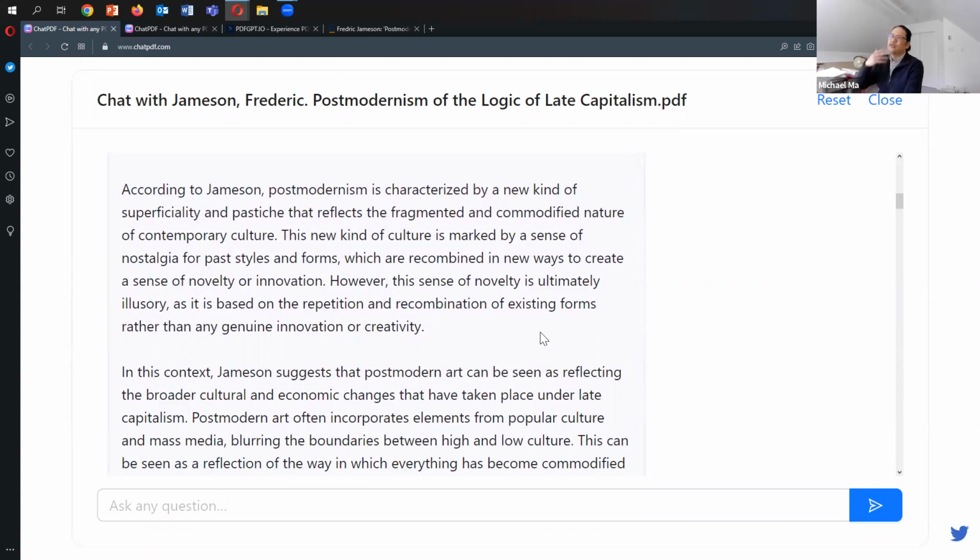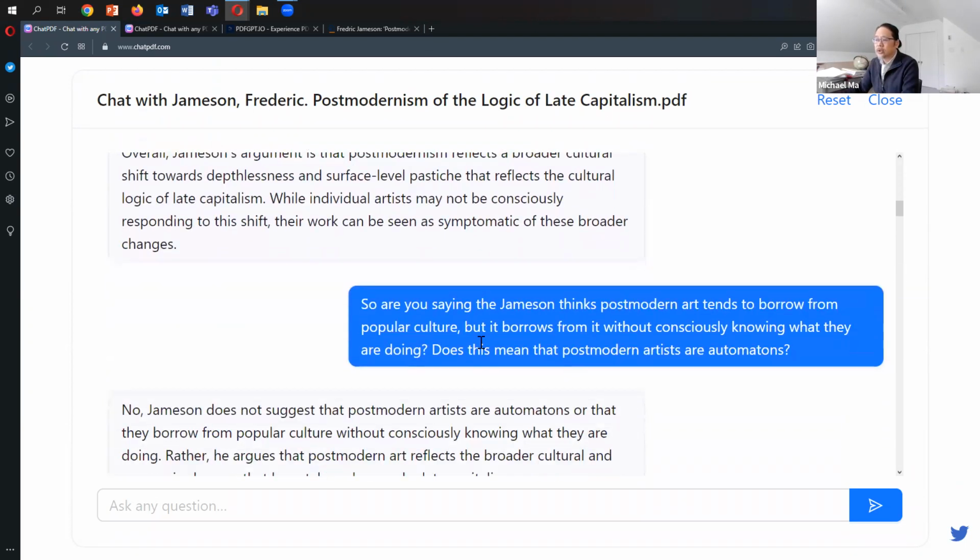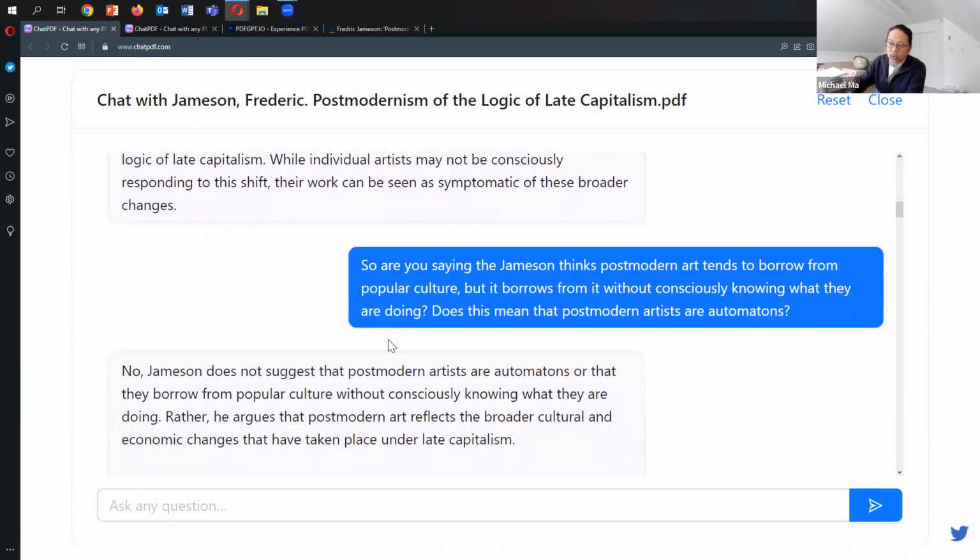Part of our testing of this is to ask, is it hallucinating these things? Is it making up things that aren't present in the text? And I would say no. I think this is a very close reading of the article. And then I'll just say here, so you're saying that Jameson thinks postmodern art tends to borrow from popular culture, but it borrows from it without consciously knowing what they're doing? Does that mean that postmodern artists are automatons? So I'm really trying to push it.